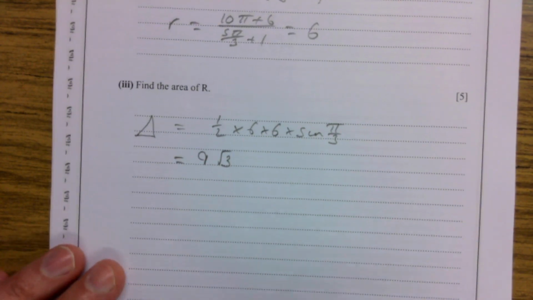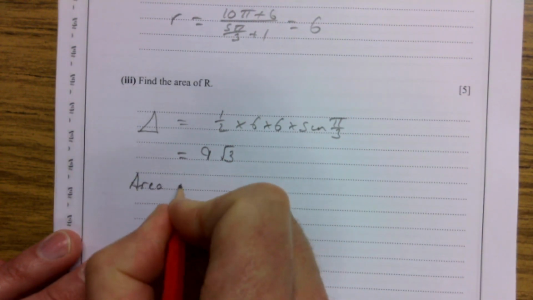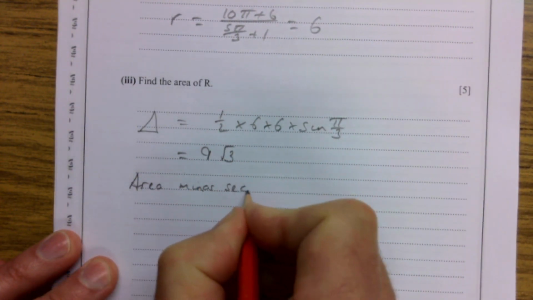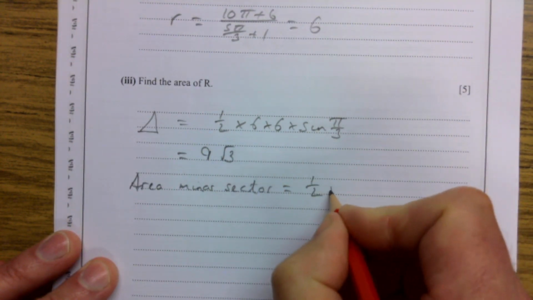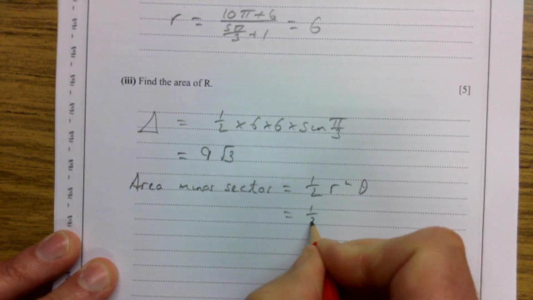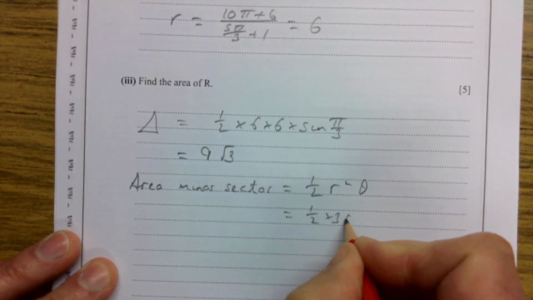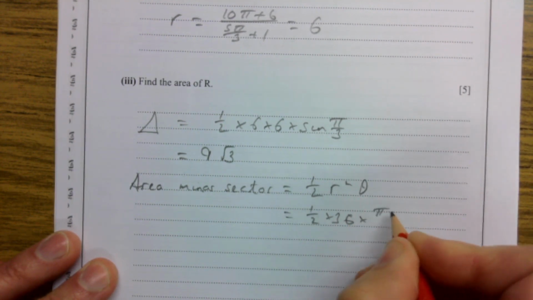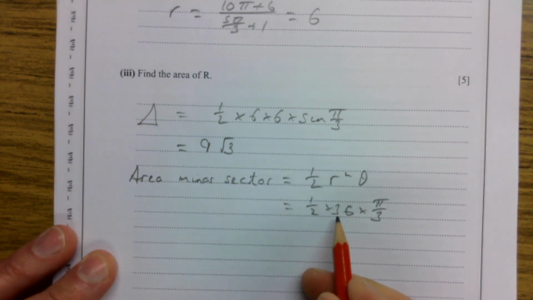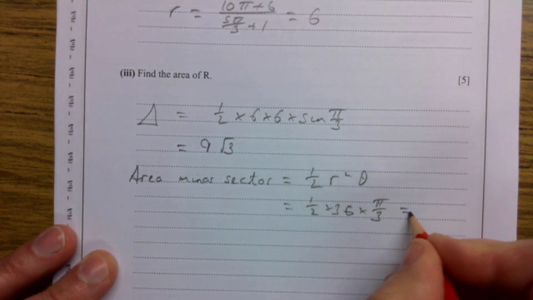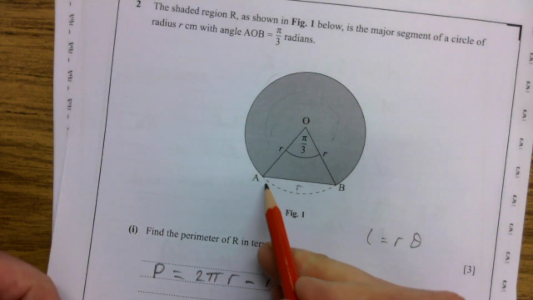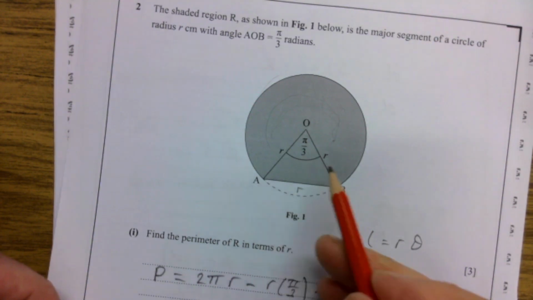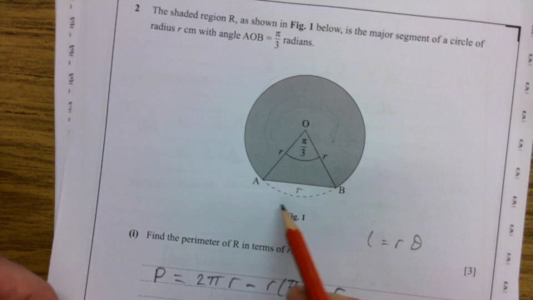The area of the minor sector is going to be a half R squared theta. So that's going to be a half times 36 times pi over 3. So a half of 36 is 18, divided by 3 is 6. So that just gives me 6 pi. So what have I just worked out there? I've worked out effectively the area of this wee bit here, the dotted line. It's like the wee slice of pizza. We're going to find the area of the circle, take away that slice of pizza, and then add on the triangle. I hope that makes sense.